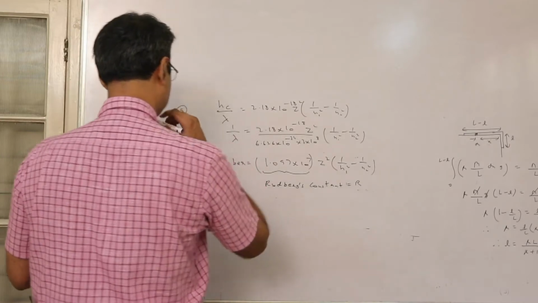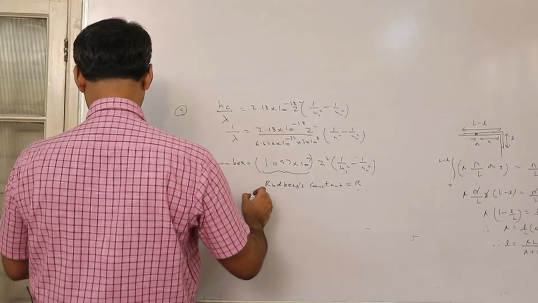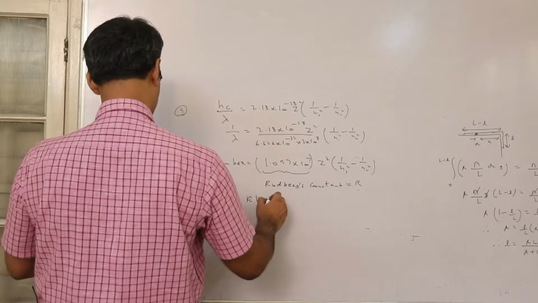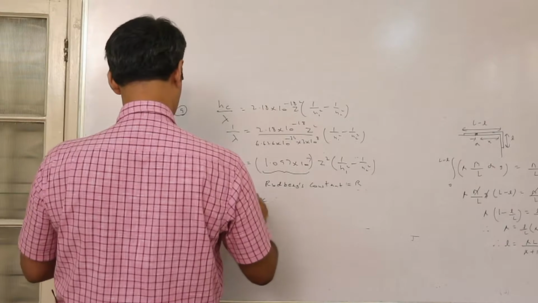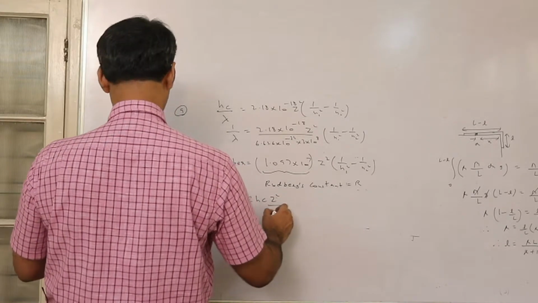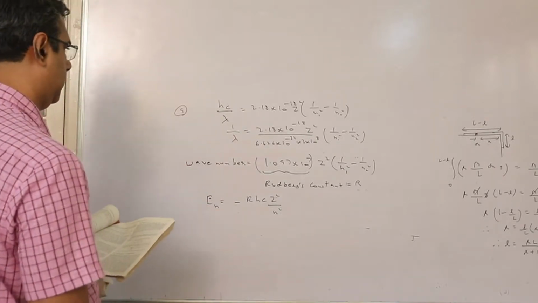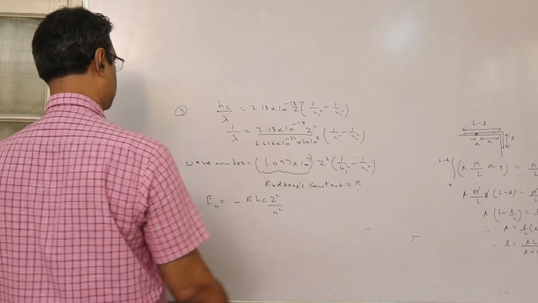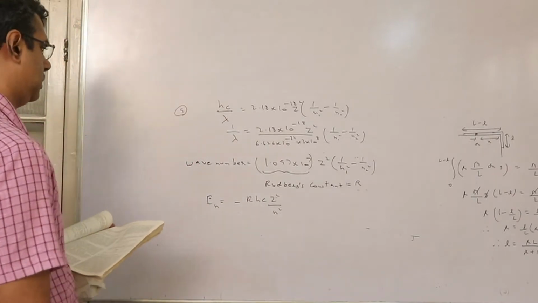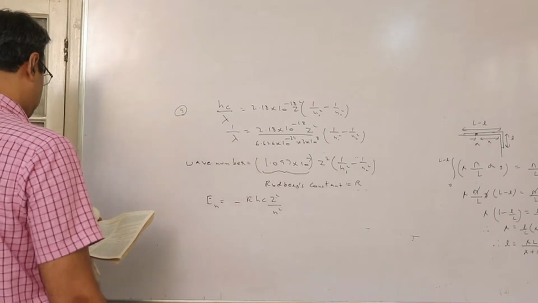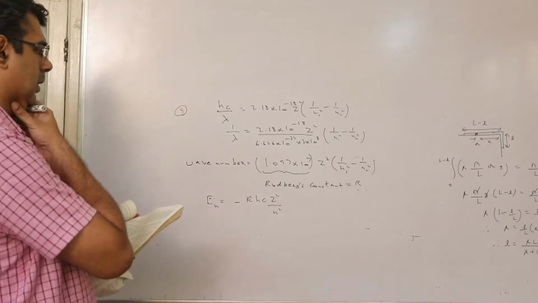in that case we can also write minus RHC into Z square by N square is equal to the energy of the nth state. So if we denote Rydberg's constant by R, then RHC into Z square by N square will be equal to the energy of the nth state. So this is the explanation for the emission spectrum given by Bohr.